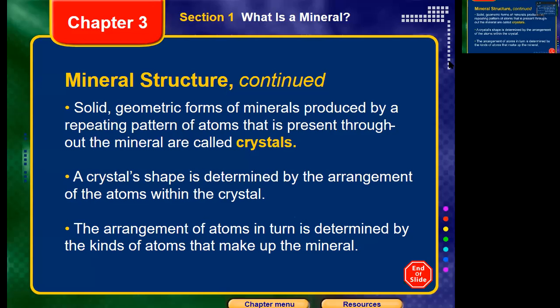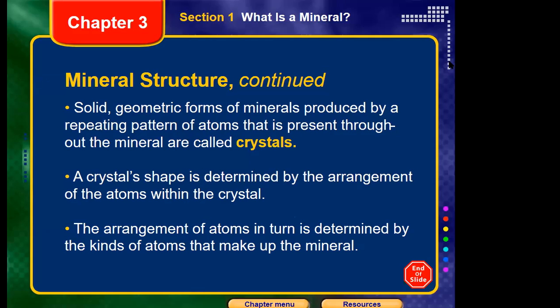Today, inshallah, we're going to complete what we started yesterday. Yesterday, we started talking about chapter 3, section 1, what is a mineral. And we agreed that a mineral is a natural, solid, inorganic substance that has a certain structure, a certain arrangement of atoms, or a crystalline structure. So any substance that already has these characteristics, we could call it a mineral.